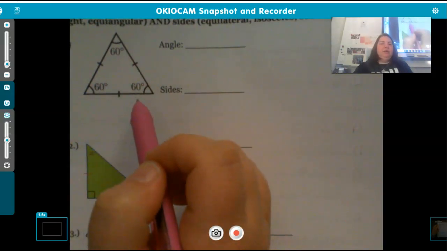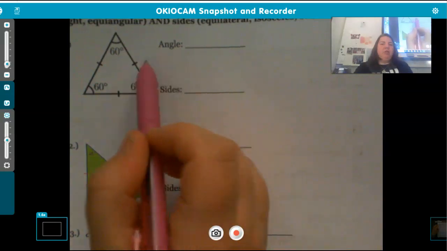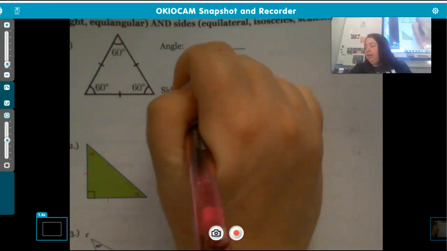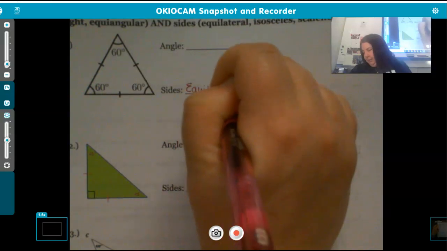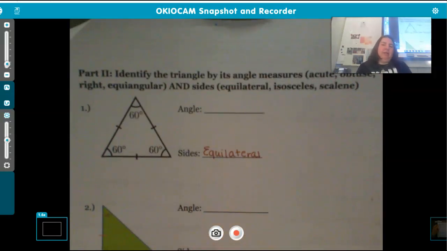What kind of triangle do we have here? What kind of angle measures? So that would be sides, right? By sides, you're right. It is equilateral. What about by angles? You literally have a list of 4 choices up in the instructions.